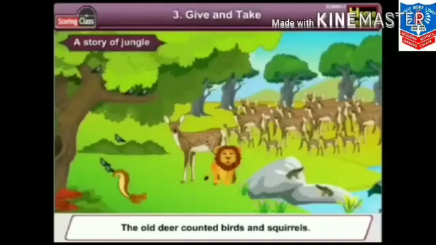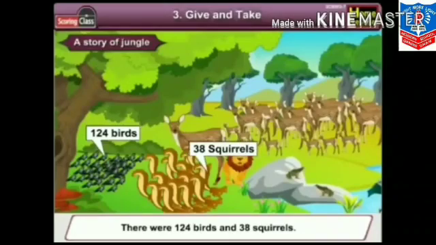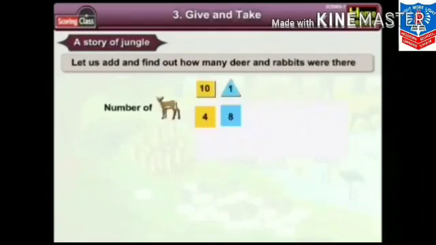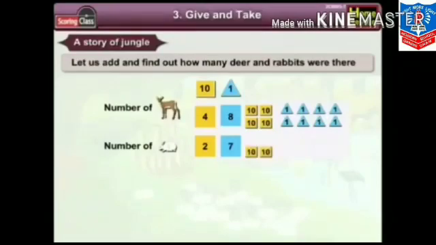The old deer counted birds and squirrels. There were 124 birds and 38 squirrels. Let us add and find out how many deers and rabbits were there. Number of deers were 48, that is 4 tens and 8 units. Number of rabbits were 27. That comes to 2 tens and 7 units.